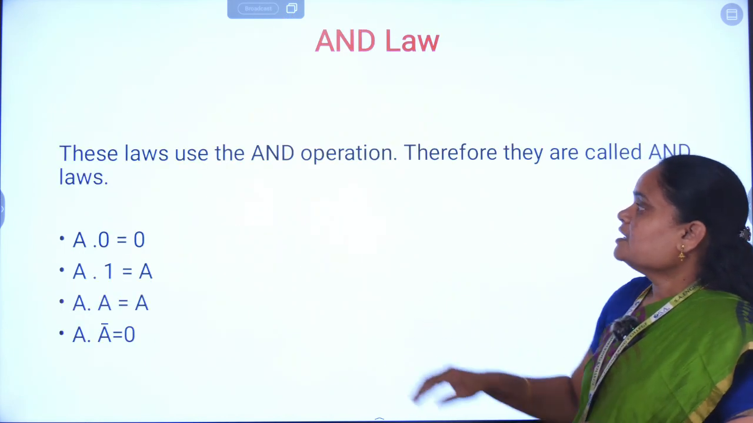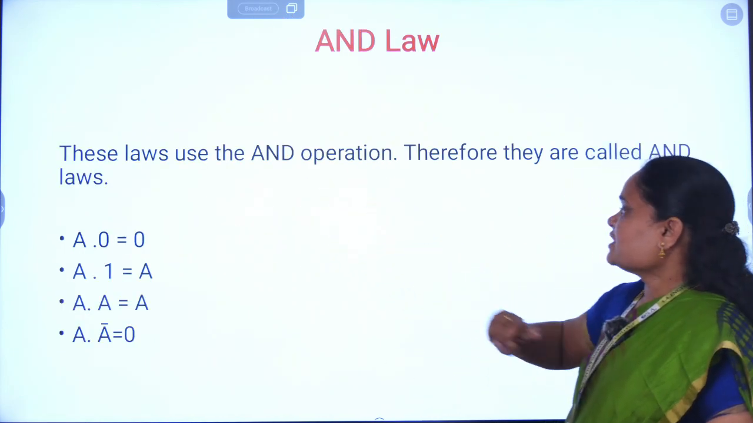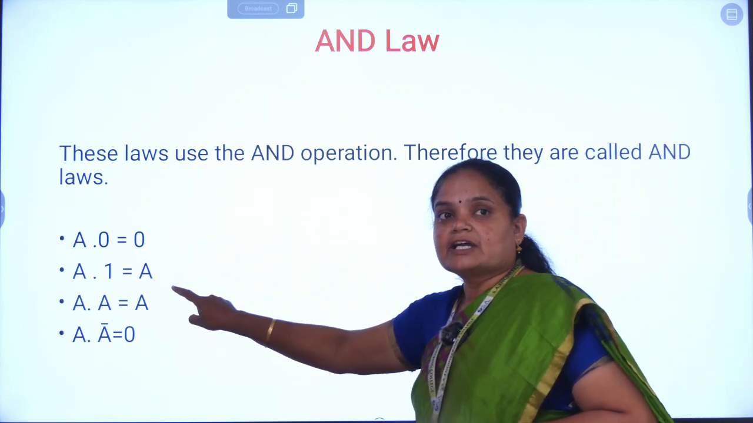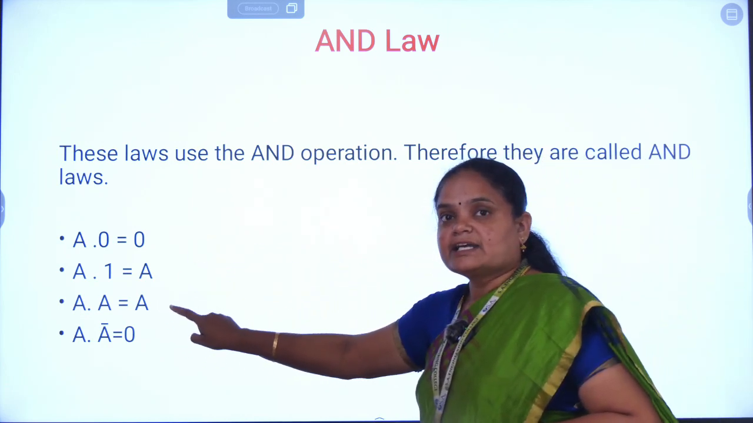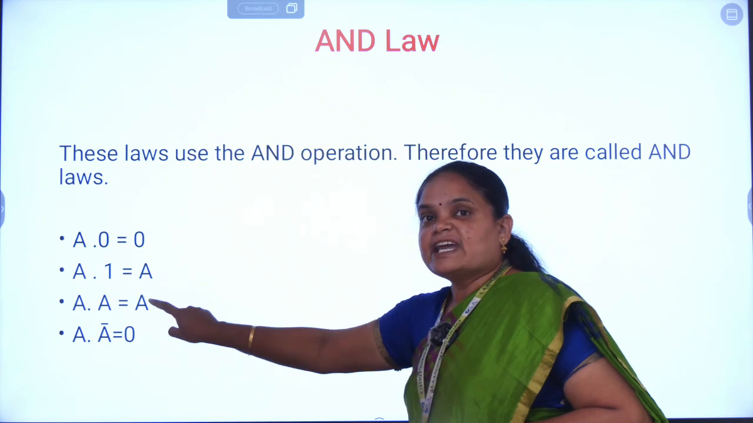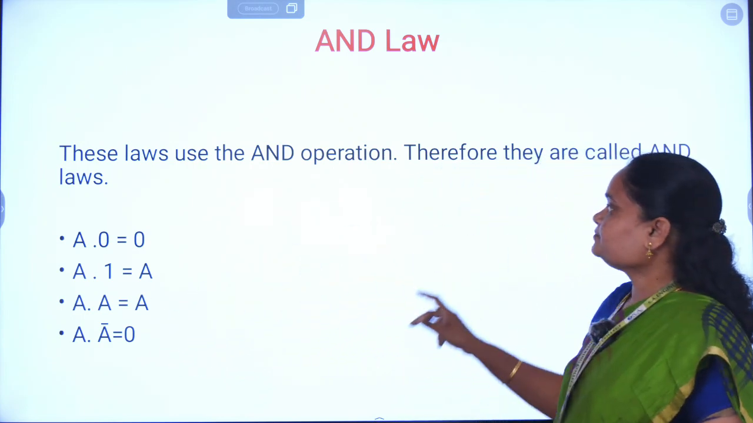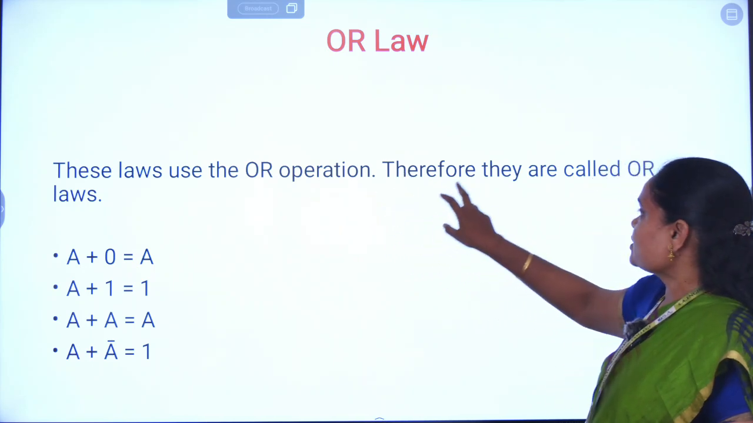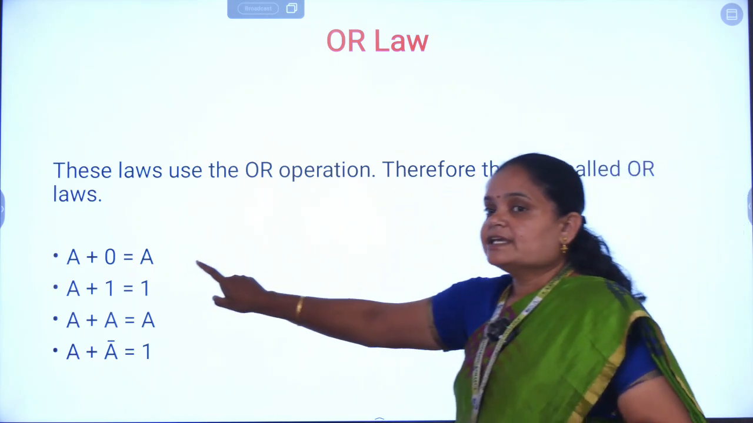And the AND law. These laws are used for the AND operation. So A dot 0 is equal to 0, A dot 1 is equal to A, A dot A is equal to A, A dot A bar is equal to 0. Next one is the OR operation. These laws use the OR operation, therefore they are called OR laws.